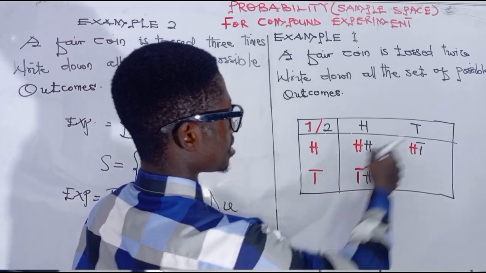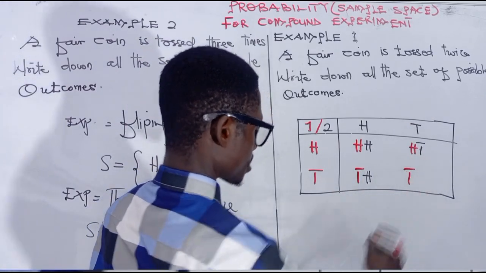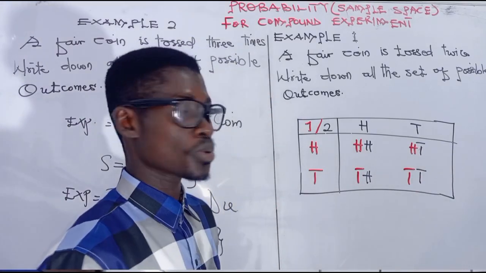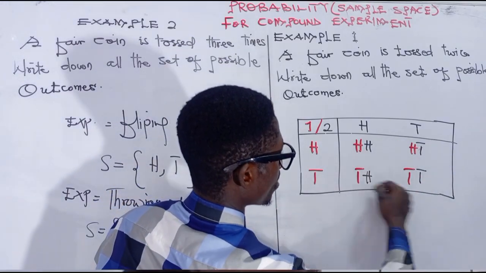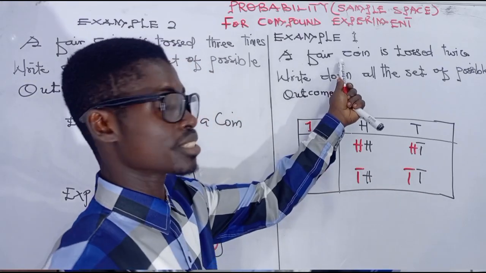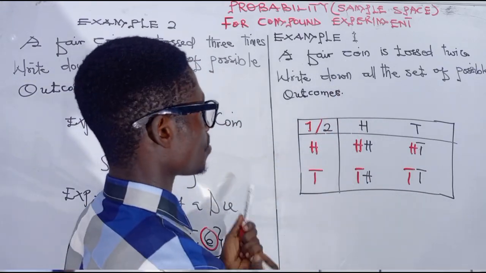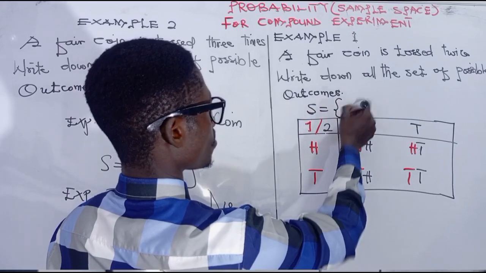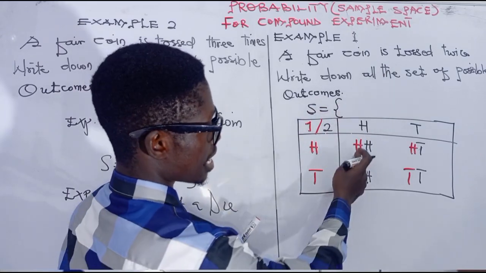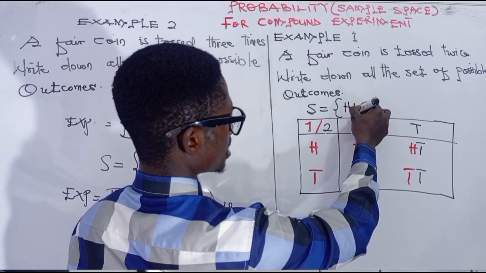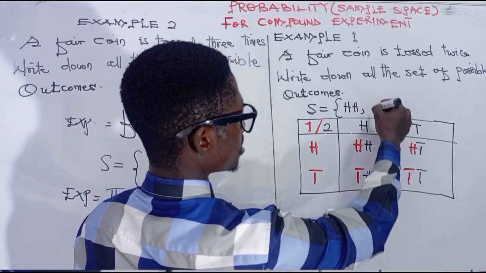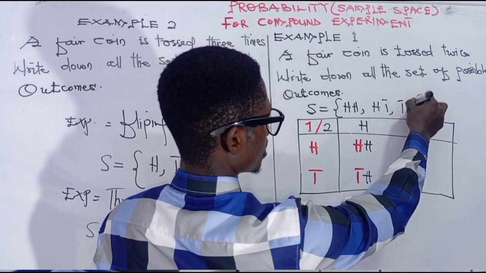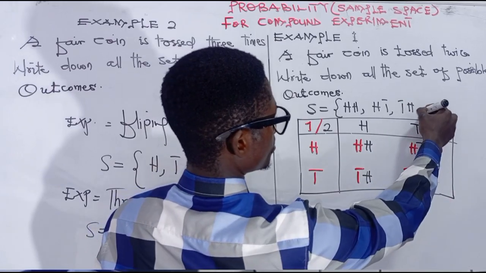And then we have tail, tail. So the outcomes in this arena become the sample space for this experiment. Therefore we can say that the sample space for this compound experiment is head, head, head, tail, tail, head, and then tail, tail.